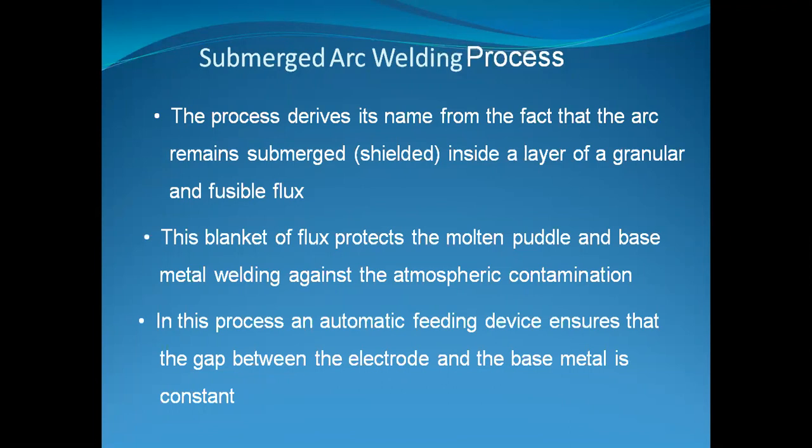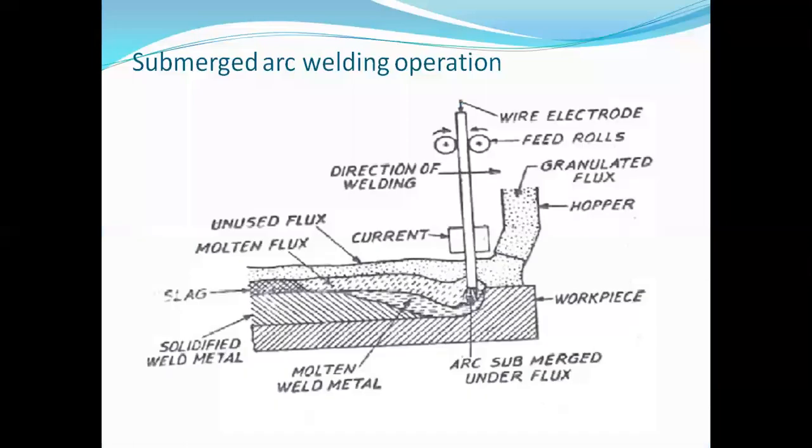This blanket of flux protects the molten puddle and base metal welding against the atmospheric contamination. And in this process, an automatic feeding device ensures that the gap between the electrode and the base metal is constant. So with the diagram, we can easily understand. Okay.